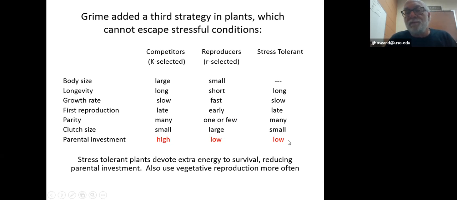And they will also use vegetative reproduction more than most other kinds of plants. So this is an illustration that this K-selected, R-selected thing is not the only way to view these strategies. In fact, there are at least two other ways to view these strategies, aside from Grime. They're more complicated. They're not as useful in teaching about ecology, so we're not going to deal with them.